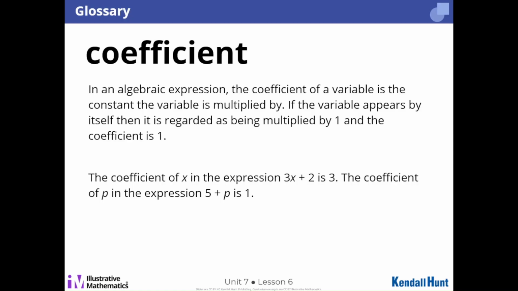So they give us a couple of examples here. The coefficient of x in the expression 3x plus 2 is 3, because that is the constant that the variable is being multiplied by. The coefficient of p in the expression 5 plus p is 1. So again, if you see just a variable without a number being multiplied by it, then it's understood that you're multiplying that variable by 1, because you're saying you only have one of those variables.